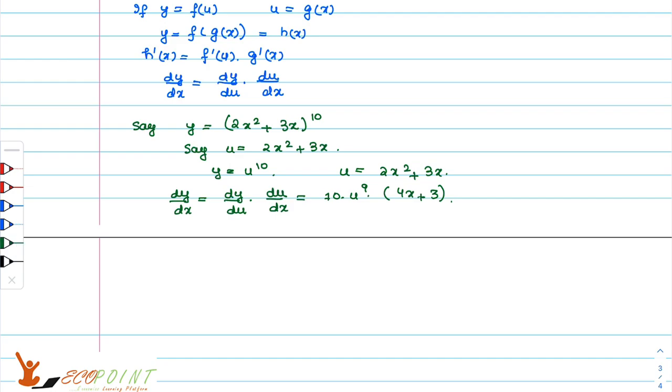So you can also write it properly: 10 into 2x square plus 3x to the power 9 into 4x plus 3. That's the idea.